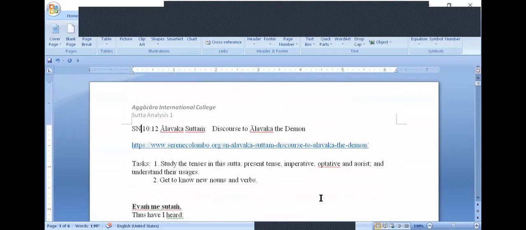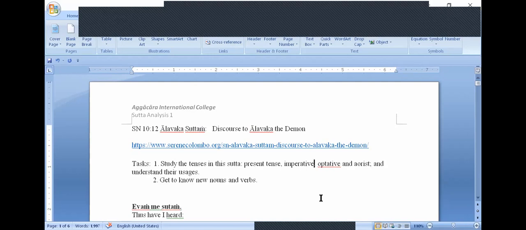So this SN means from the Samyutta Nikaya, 10, number 2, Alavaka Sutta, Discourse to Alavaka, the Demon. I got this from this website, you can copy there, and there's a chanting there also. The task here is for you all to understand the tenses, the verbs, like present tense, imperative, optative, which we learned today. Imperative, we learned on the lesson, imperative is lesson 6.